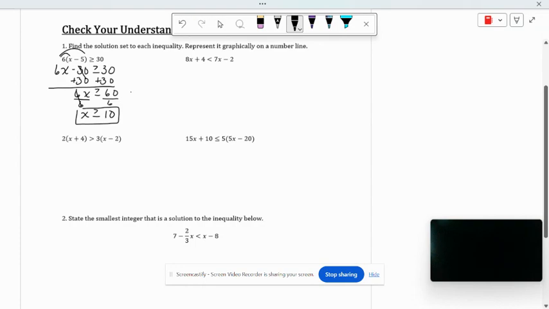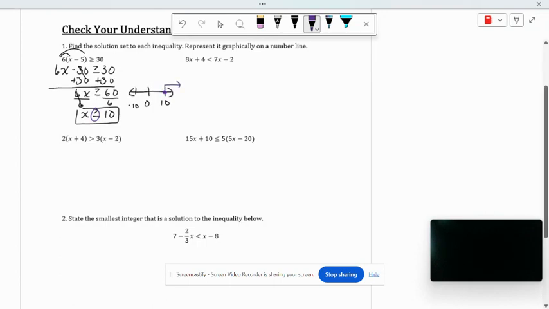Now I'm going to make it simple when you go to graph it. I'm going to put a 0, and I'm just going to put a 10 here and a negative 10 here. Okay? Because we have this inequality, what kind of circle are you going to draw? You're going to put a closed circle on 10, and you look that it's the numbers that are greater than, so I want to draw my arrow that way.